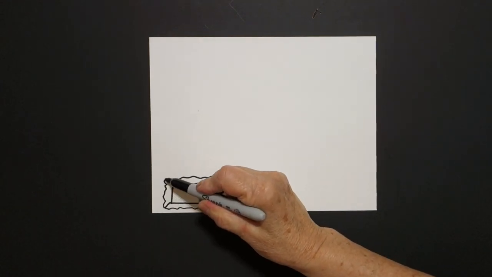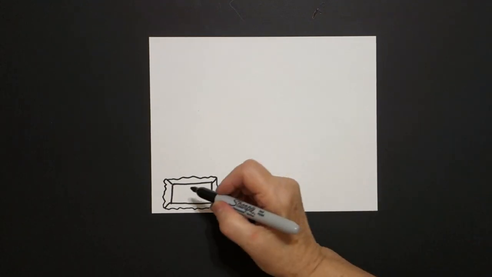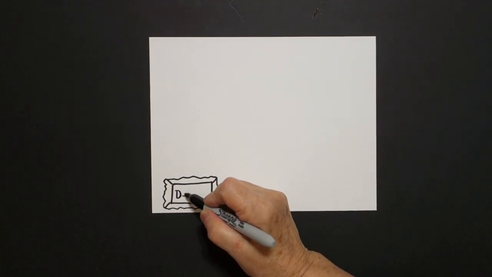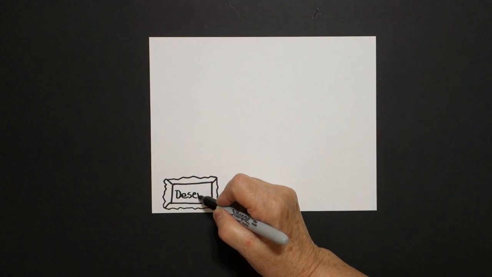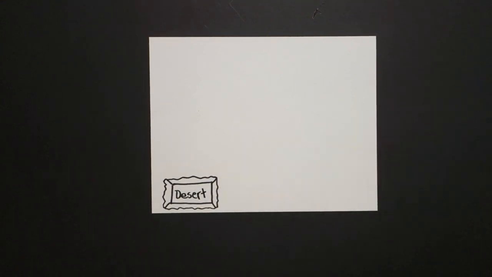Wavy, wavy line, connect. Inside, I'm going to write desert, because that is the biome that we are going to draw. A biome is a large area of land or water that has similar climate, plants, and animals. And what that basically means is we're gonna do the American desert, but there's also a Sahara desert. There's other deserts around the world.